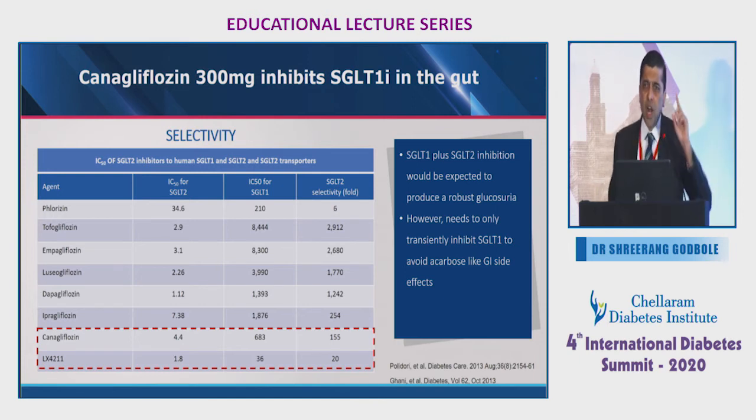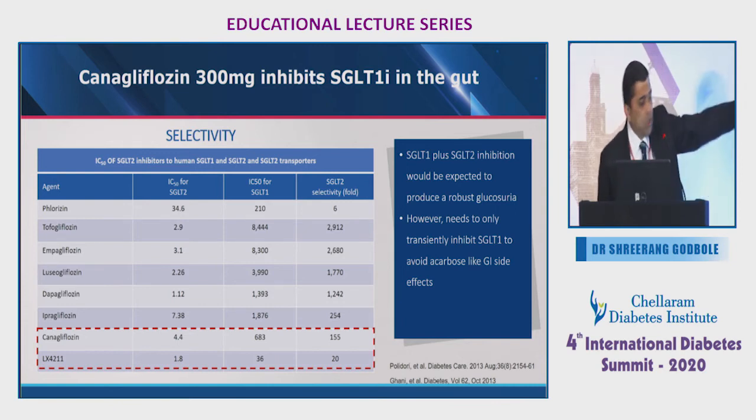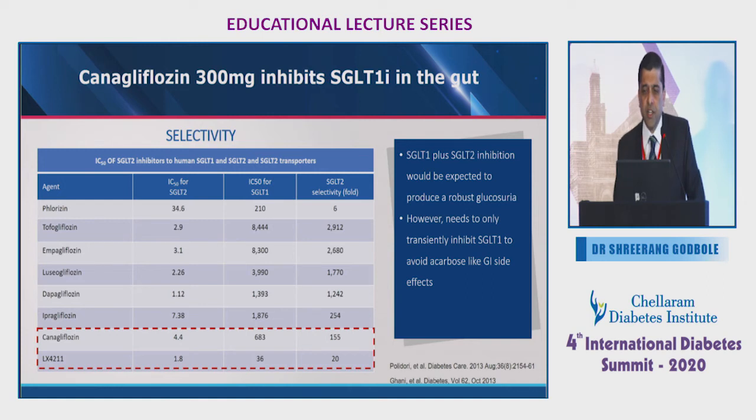But remember, you can't inhibit SGLT1 too much. SGLT1 is primarily in the gut. So if you inhibit the SGLT1 in the gut too much, you're going to get unacceptable adverse events similar to what you get with, say, the AGIs, the acarbose or the voglibose, okay? So you can't have too much of that. Too much of a good thing is bad. So you need to only transiently inhibit SGLT1 to avoid the acarbose-like GI side effects.